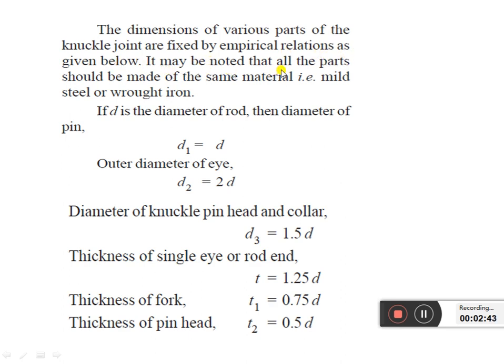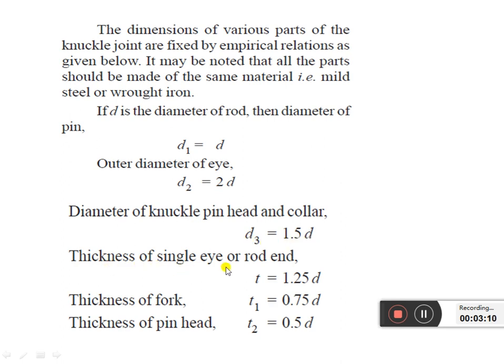It may be noted that all the parts should be made of the same material, that is mild steel or wrought iron. If D is the diameter of the rod, then the diameter of the pin D1 is equal to small d. Outer diameter of the eye D2 is equal to 2d. Diameter of the knuckle pin head and collar D3 is equal to 1.5d.